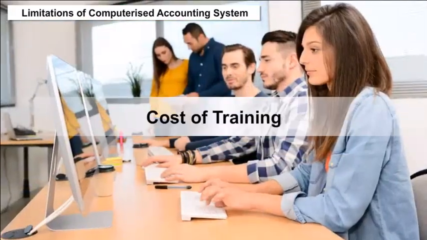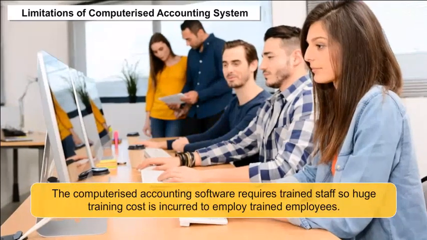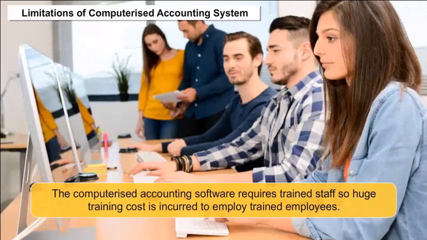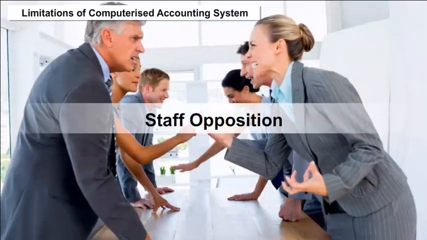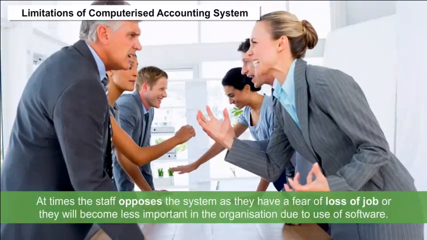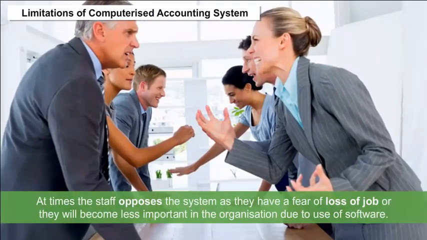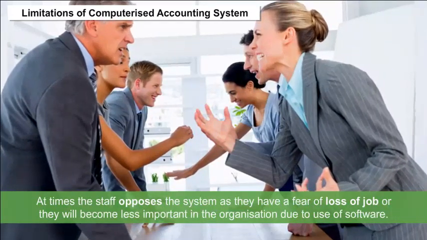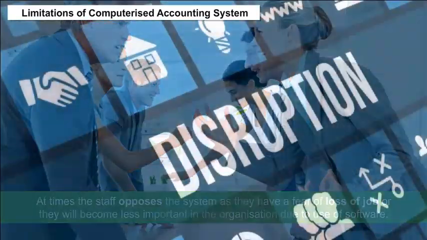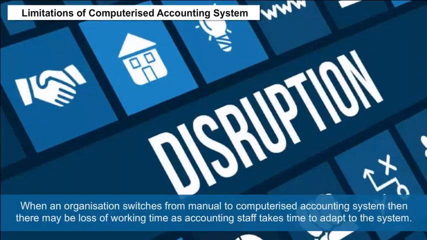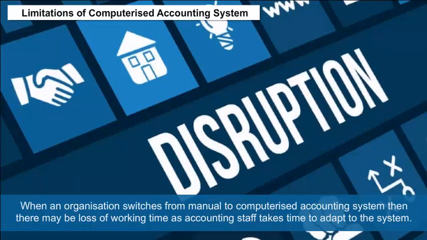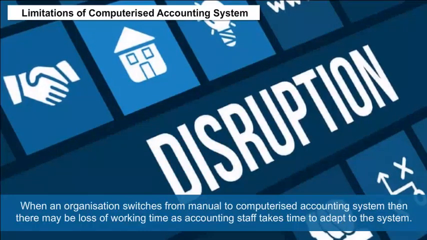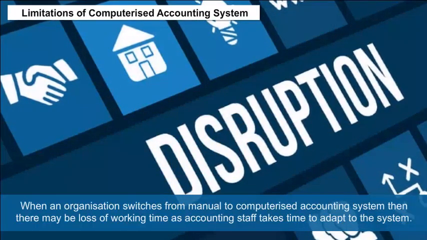Cost of training. The computerized accounting software requires trained staff, so a huge training cost is incurred to employ trained employees. Staff opposition. At times, the staff opposes the system as they have a fear of loss of job, or they will become less important in the organization due to use of software. Disruption. When an organization switches from manual to computerized accounting system, there may be loss of working time as accounting staff takes time to adapt to the system.